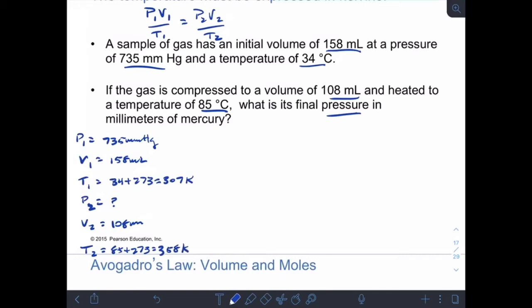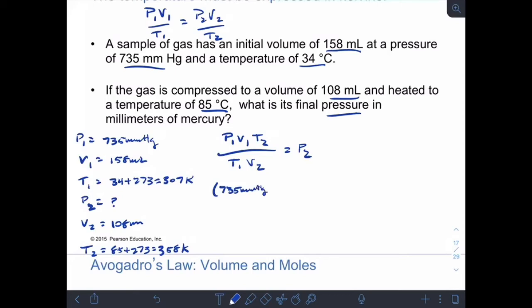Okay, so I'm going to take my ideal gas or combined gas law, and I'm going to rearrange it. I'm not going to belabor the steps, but I hope that after the previous example, your algebra rearranging is on par. So we're going to end up with P1 V1 T2 over T1 V2 equals P2. Once I have that rearranged correctly, I can just plug in the numbers.